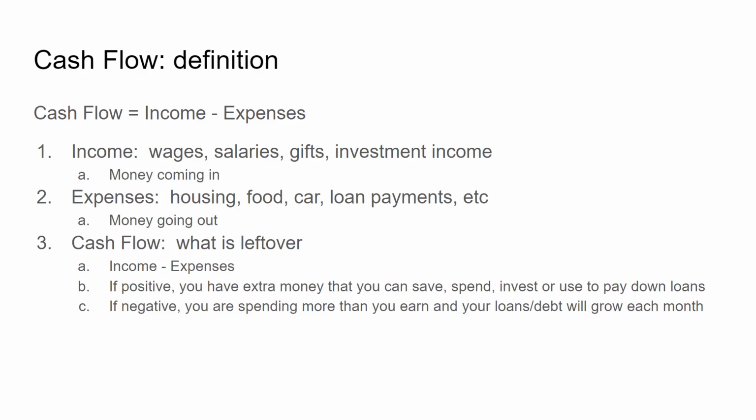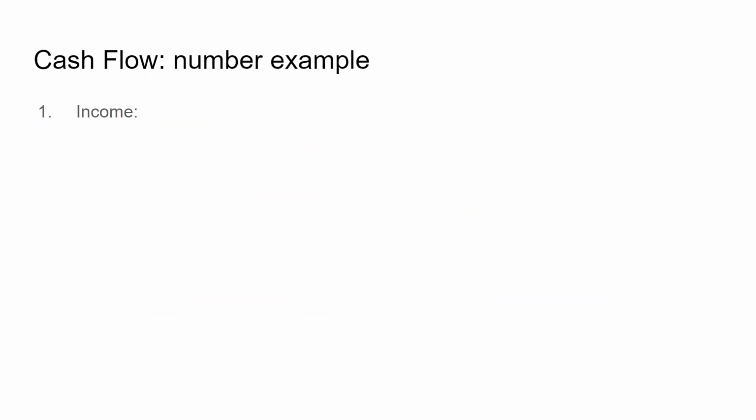All right, let's take a look at some simple numeric examples. We'll start off with the income. Wages from primary job, $3,000 a month. Normally, you get paid on the 1st and 15th. Some people get paid on the 7th and 22nd. That's been a trend in the past few years.